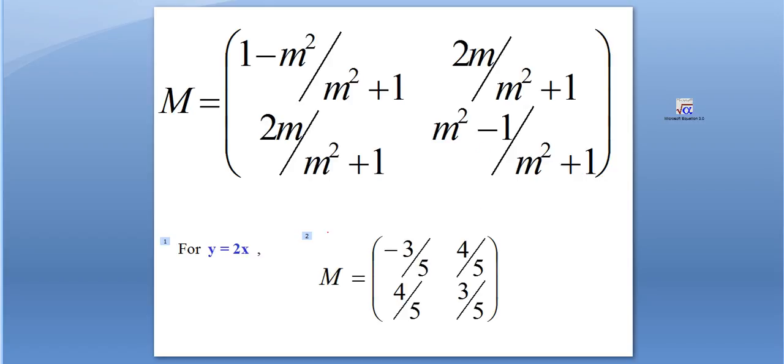Okay, so the most common question is, what is the reflection of a given point through the line y equals 2x? Because for the line y equals x, that's easy, but for the line y equals 2x, suddenly everything becomes really hard. Well, m is 2, right? If you just put 2 here, and replace every m by 2, you're going to get this matrix. Okay, so this is your matrix that will give you the reflection through the line y equals 2x.